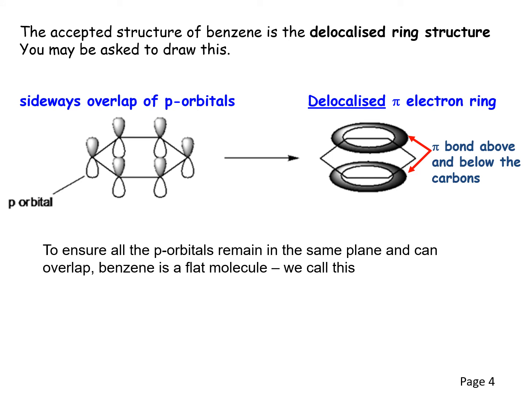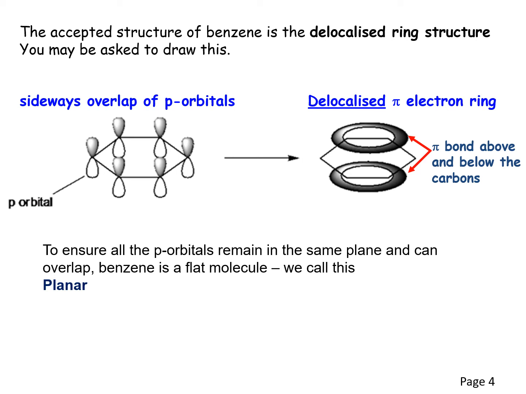Now, because the p orbitals are all overlapping, that means they all need to sit in the same plane. They've all got to be next to each other. They can't be going off at different angles. And because of that, the only way that they can all be in the same plane is if benzene is completely flat. Now, the term that we use to refer to molecules being flat, you've met this term before in your bonding and structure. The term is planar. Okay, the molecules are in the same plane, it's flat, so we call that planar.